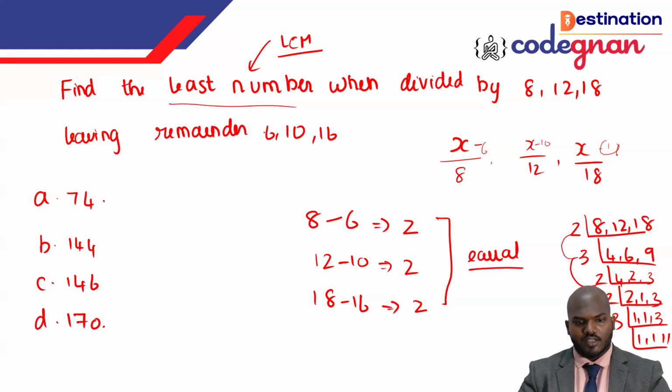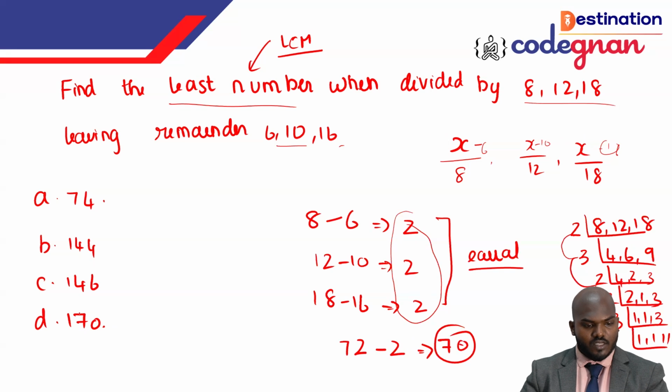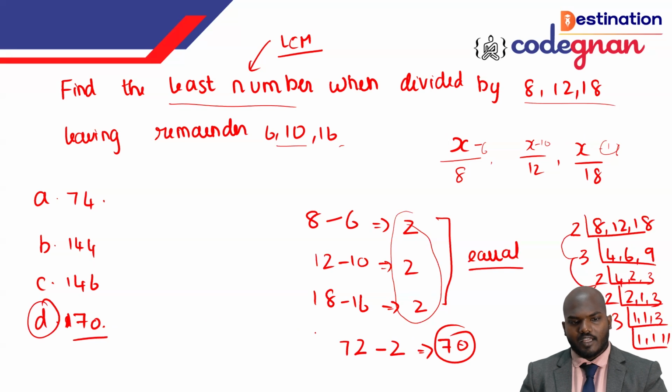But you see this one, guys, we have to get the remainders 6, 10 and 16. We have taken the LCM, but how can we validate it with the remainder? You see, in all the places we are getting the difference of 2. So 72 minus 2 gives the value 70. But I'm very sorry, I mentioned it as 170. The answer is 70 only. So option D, 70, is the answer.